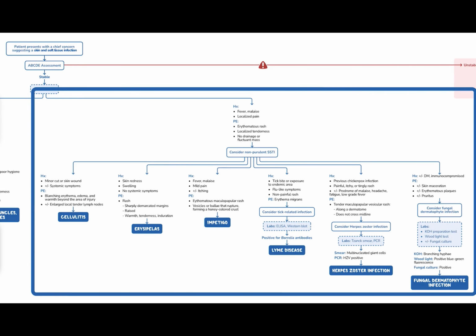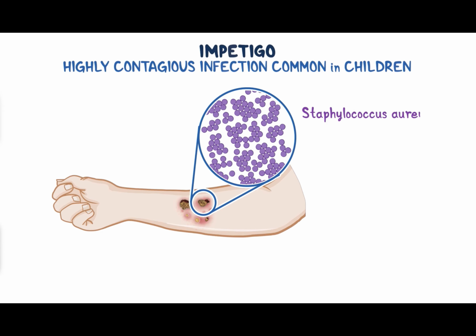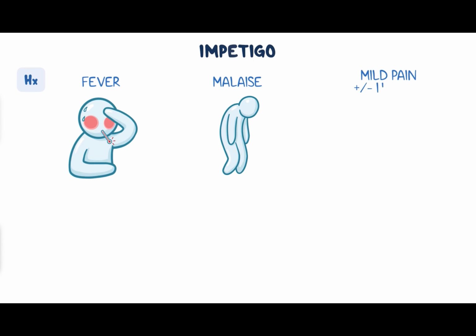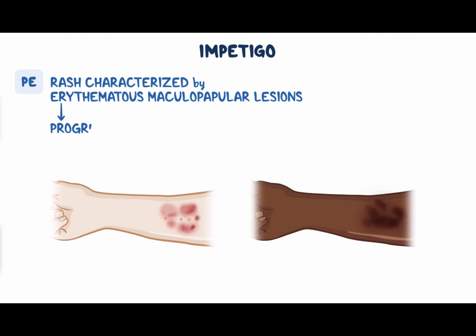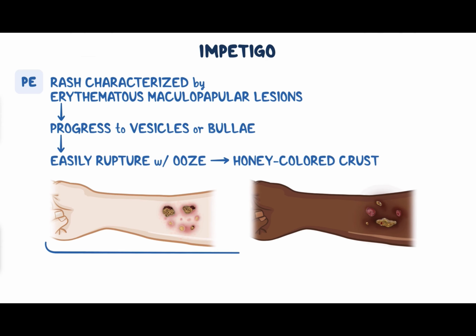Next, let's talk about impetigo, a highly contagious infection common in children. It's usually caused by Staphylococcus aureus or group A streptococcus. History is often nonspecific with fever, malaise, or mild pain or possibly itching around the affected area. Physical exam typically shows a classic rash characterized by erythematous maculopapular lesions that progress to vesicles or bullae, which easily rupture with ooze, forming a honey-colored crust. If these are your findings, your diagnosis is impetigo.